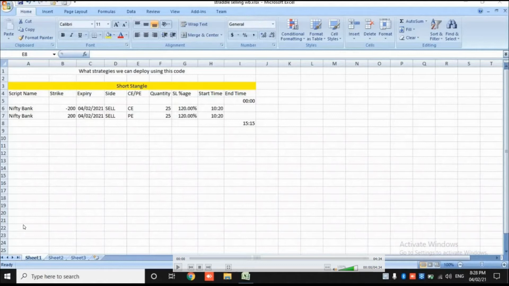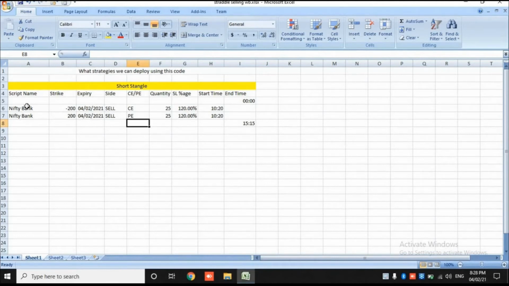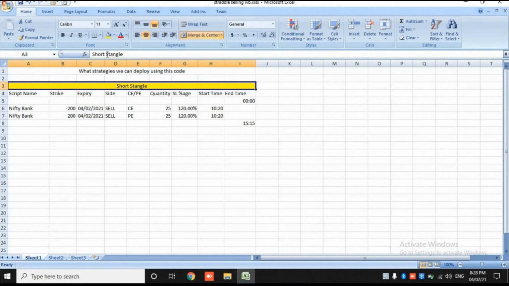Starting off with the short strangle strategy. The short strangle strategy is a two-leg strategy which has different strike prices and the same expiry date. We have mentioned the code start time as 0 hours and end time as 15:15 hours. This means that at 15:15 all the open positions will get squared off automatically by the program.